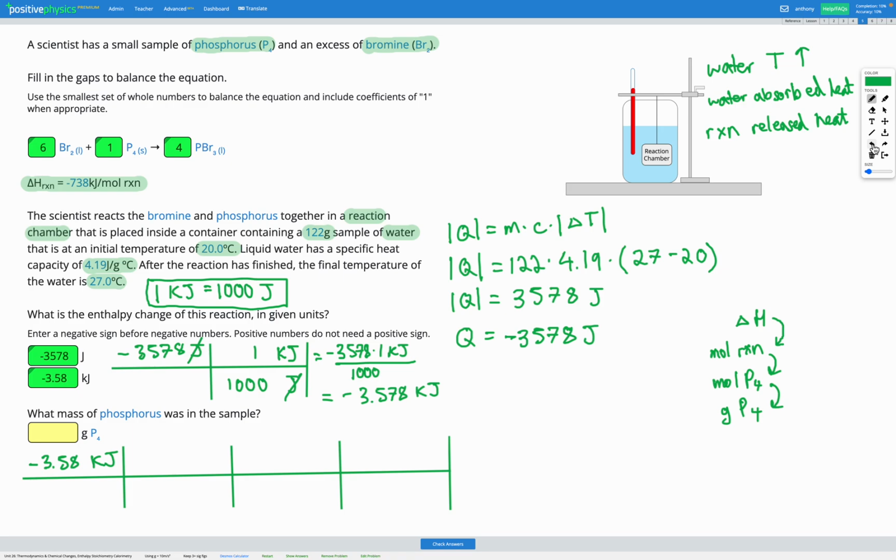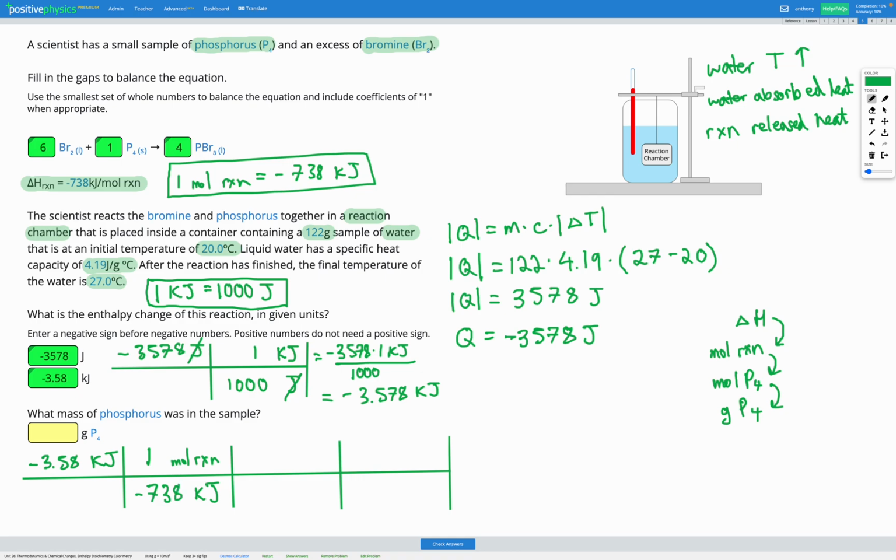For the first step, we're going to be using the enthalpy of reaction as our conversion factor. The enthalpy of reaction tells us that in 1 mole of reaction, the enthalpy change is negative 738 kilojoules. So that's our conversion factor for our first step. So we've got kilojoules on the bottom, so that will cancel out, and moles of reaction on the top. 1 mole of reaction has an enthalpy change of 738 kilojoules.